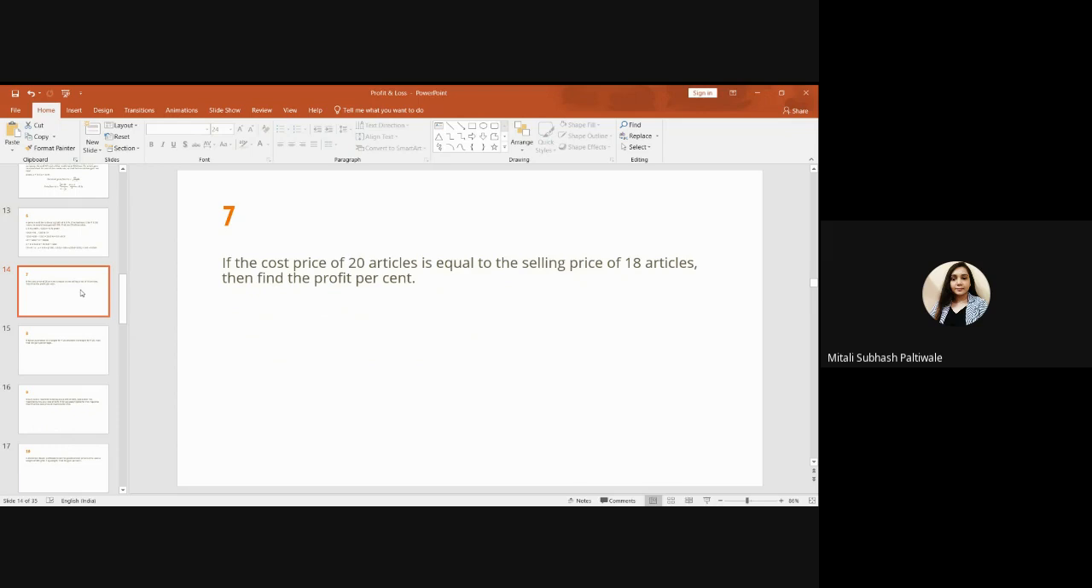Okay, now let's move to another question which says: if the cost price of 20 articles is equal to the selling price of 18 articles, then find the profit percentage. CP of 20 articles is equal to selling price of 18 articles. Here there is another formula, but before that let us try solving it this way.